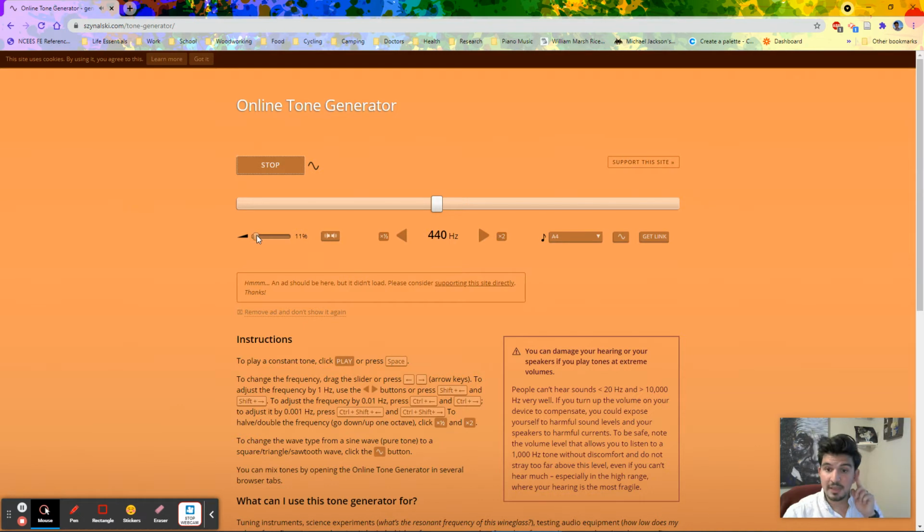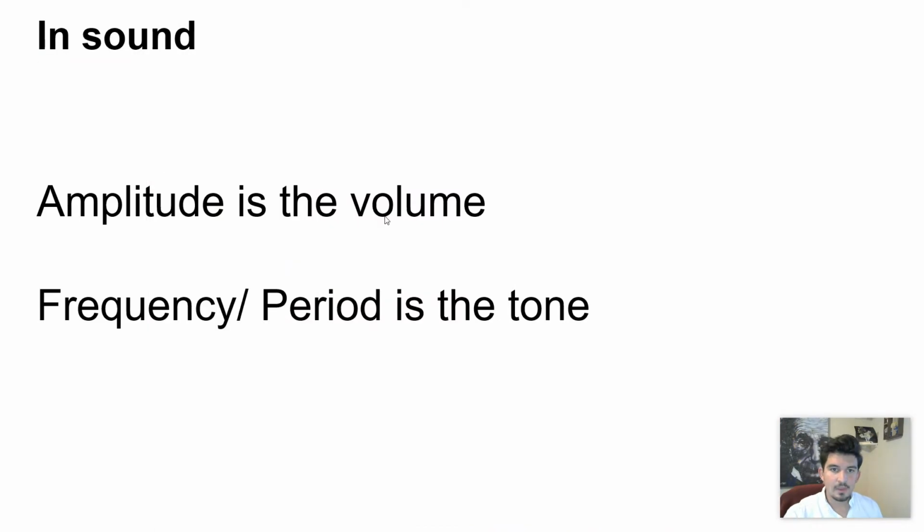So if I'm going to mess with the amplitude, that's like me changing the volume. If I change the frequency, notice this is measured in hertz. And I'll stop that because it's probably giving you a headache.